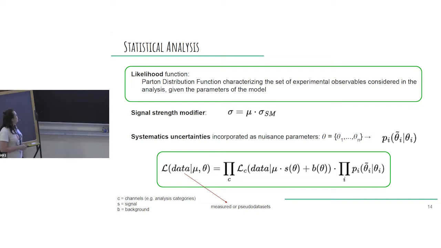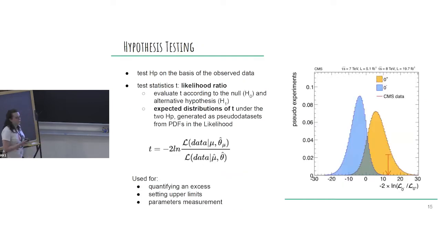And the likelihood will have this form, and this C could be, for example, the channels that we consider in the analysis. If we divide the events into categories, we will have an independent likelihood per each category that will enter the total likelihood. And from this, we can then do hypothesis testing, usually likelihood ratio test, evaluating the likelihood according to different alternative hypotheses.